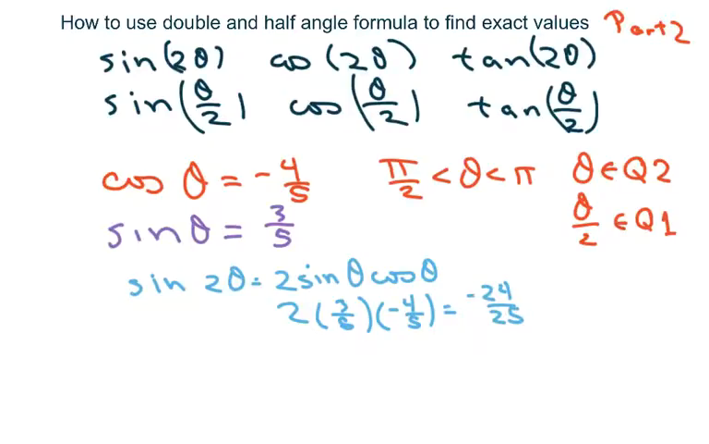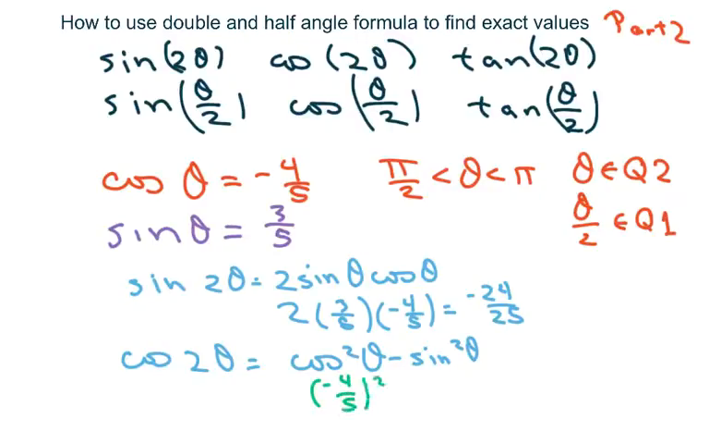And my double angle for cosine, I'm going to use cosine squared of theta minus sine squared of theta, which is going to be, I'm just going to write out 16. Oh, no, I better show my work. Okay, so this is going to be negative 4/5 squared minus 3/5 squared. So this is going to be 16/25 minus 9/25, which equals 7/25.